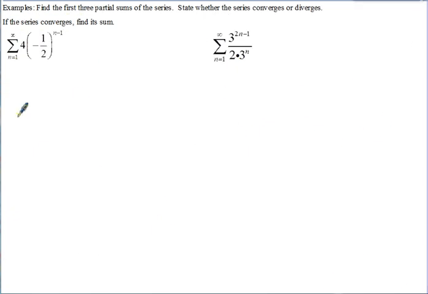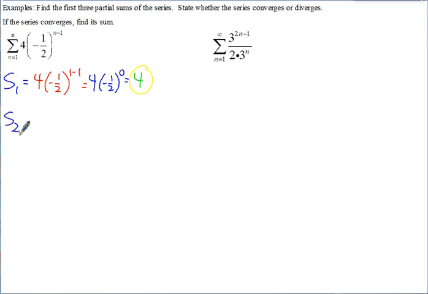So it says find the first 3 partial sums of the series and then state whether the series converges or diverges. If it does converge, find its sum. So let's find the first 3 partial sums again. So you get the first one, 4 times negative 1/2 to the 1 minus 1. 4 times negative 1/2 to the 0 is 1, times 4 gives you 4. The first partial sum is 4.